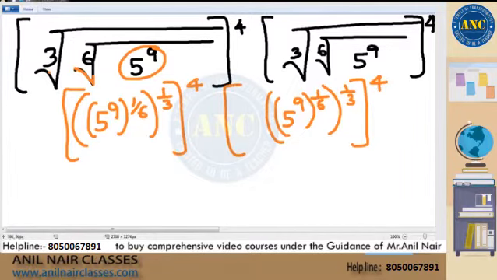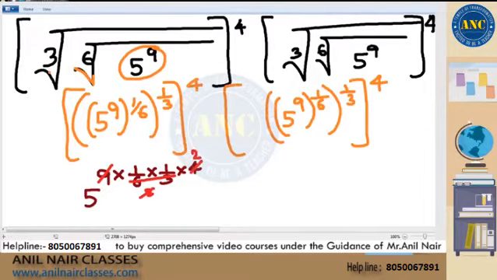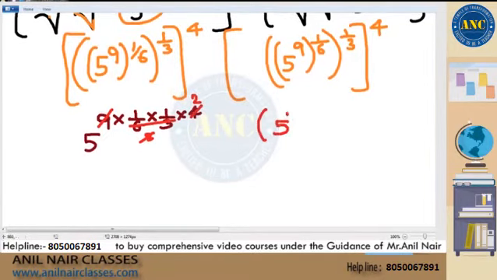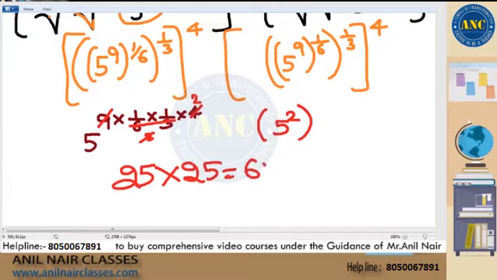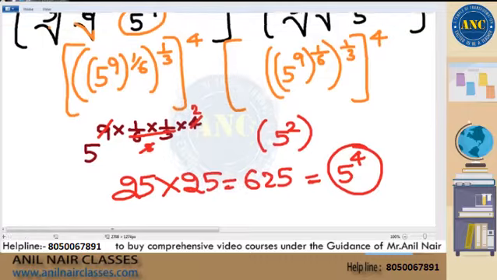Apply the laws of indices. Where is the difficulty? 5 power 9 power, if it is coming power after power inside the bracket, multiply the powers. Power 1 by 6 into 1 by 3 into 4. If I simplify, this becomes 9 into 4 by 18, which is 2. First term is 5 power 2. Second term definitely is also 5 power 2. Your answer is 25 into 25, 625. Express again in terms of indices, 5 power 4. Answer for this question is 5 power 4.